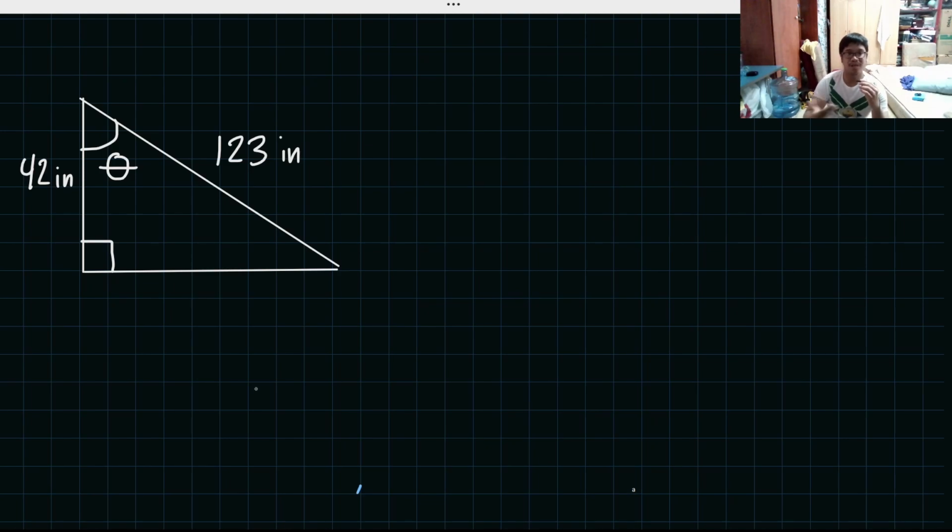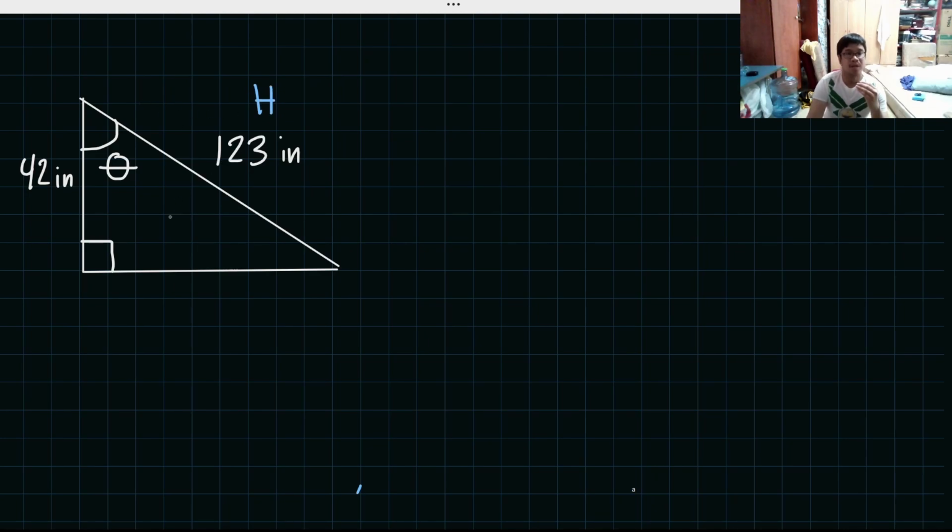All right. But before that, let's label the sides first. Just like what we did on the first part, we label which one is hypotenuse, which one is adjacent, and so on and so forth. So we will do that here. Again, the very obvious one, the hypotenuse is the longest side, the diagonal one. So this is your hypotenuse.